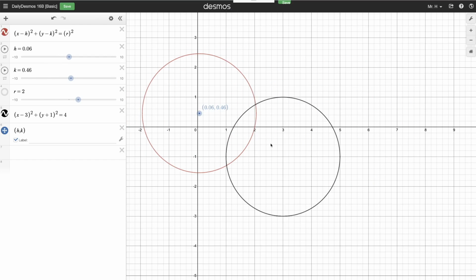So hopefully this helps to make you really be familiar with how to use Desmos for equations of circles, but also to fulfill this challenge of 16B.